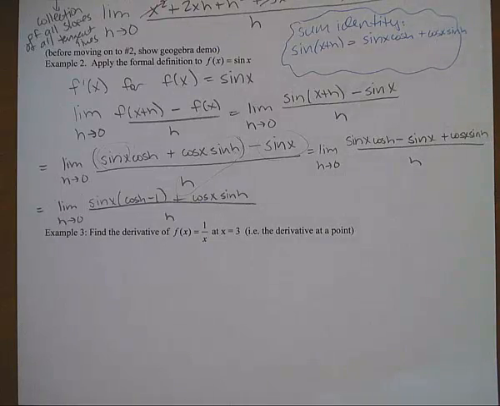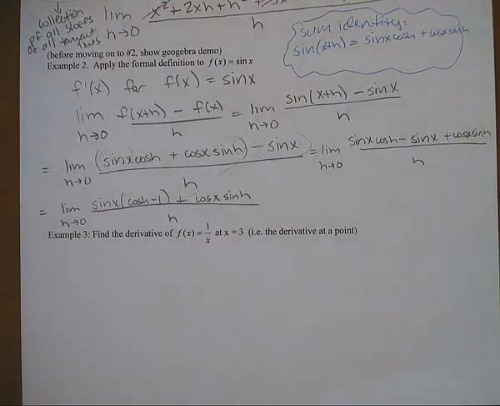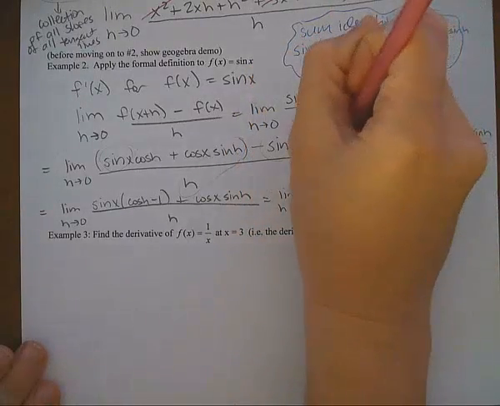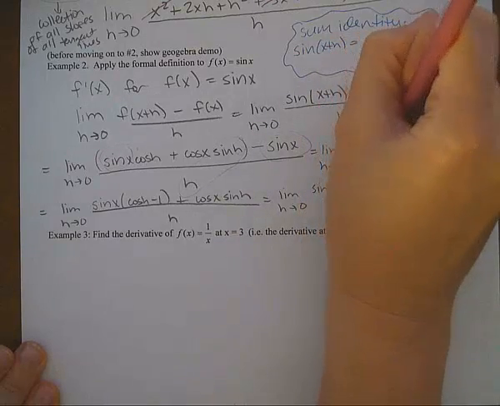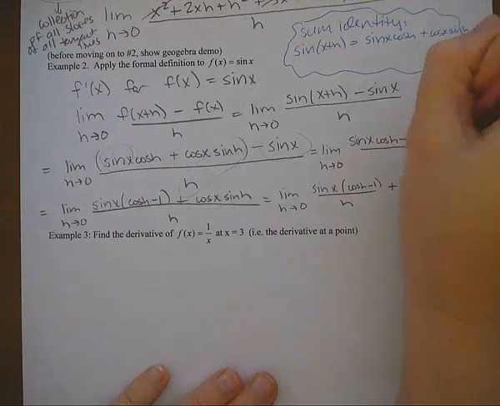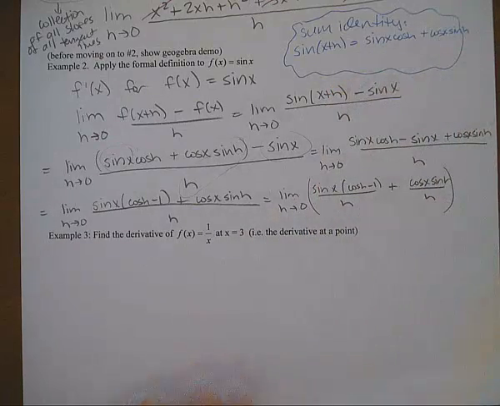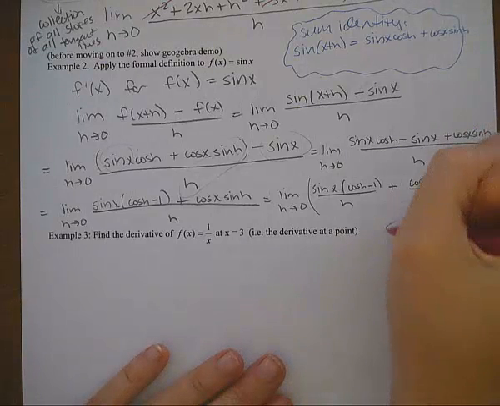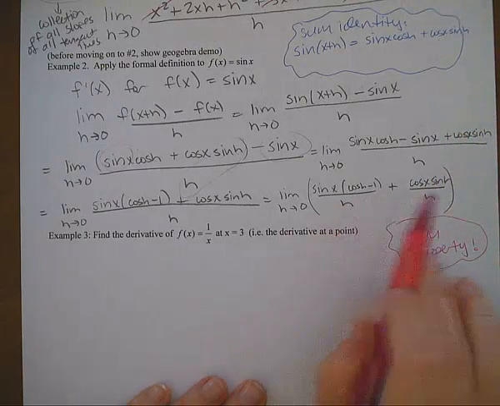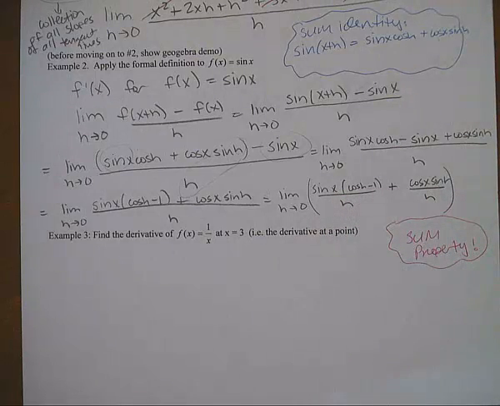Then I'm going to split this into two separate fractions. So I'll have sine x times cosine h minus 1 over h separately, and then cosine x sine h over h separately. And I'm taking the limit as h approaches 0 for both of these. But I also know from the sum property of limits that I can find those limits separately, find the limit of this one, find the limit of that one, and then simply add them together.